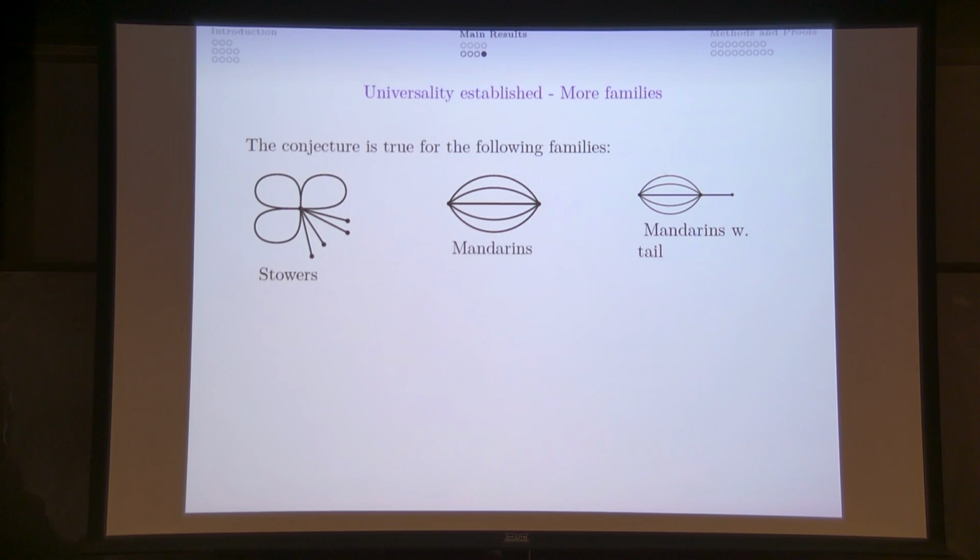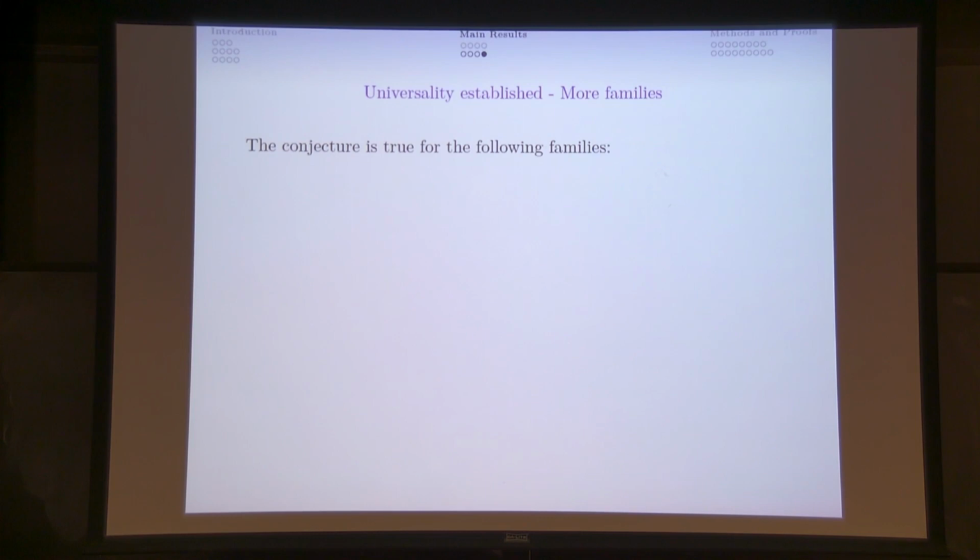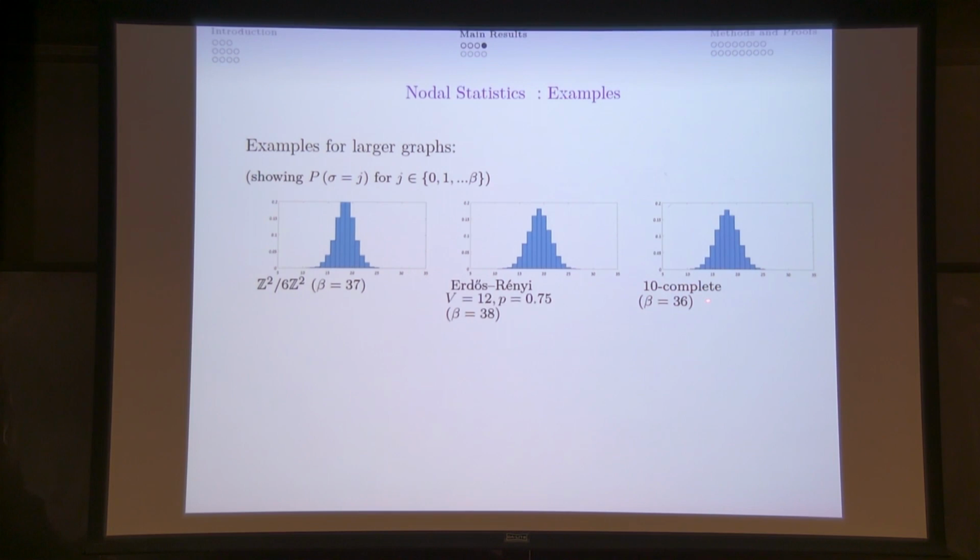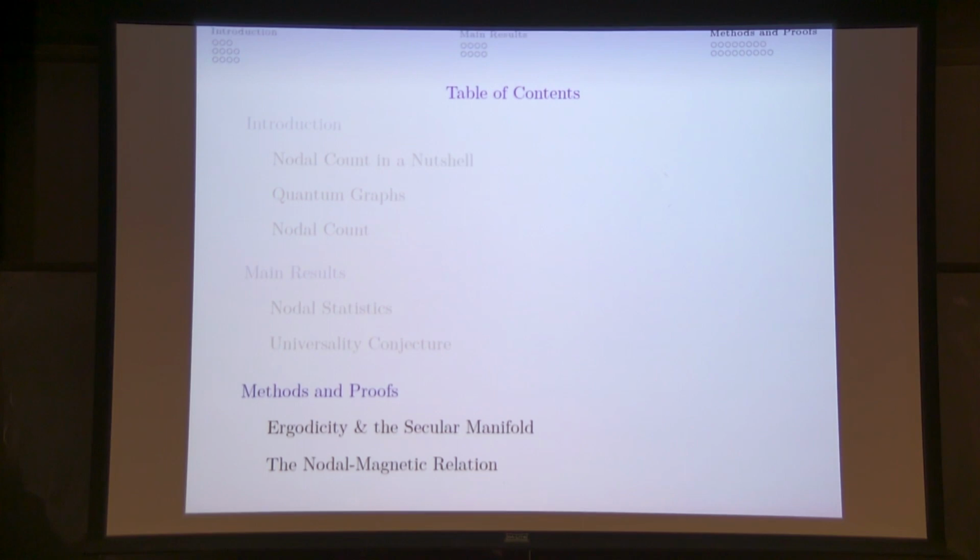What do you have for complete graphs? Do you still have linear distribution for those? This one? Yeah. So can you prove that that also converges? Not yet. That's what I'm... It's numerically, yes. Analytically, that's all we have.